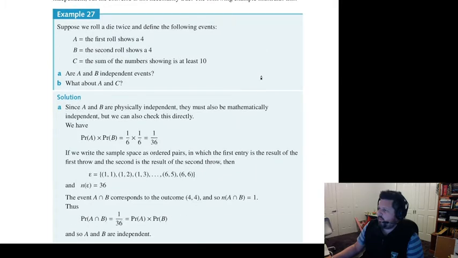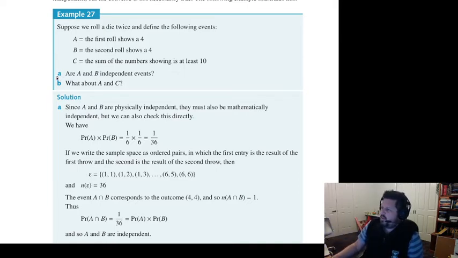So we've got worked example number 27 here. Happy days, it's rolling a dice again. It says if we roll a dice twice, these are the events that we're going to get. Event A is the first roll shows a 4, so on the first time we roll the die. The second time we roll the die, we're going to call that event B, and it shows a 4. Event C is the sum of the numbers showing at least a 10. So roll 1 and roll 2, when we add those together, it's 10 or more.